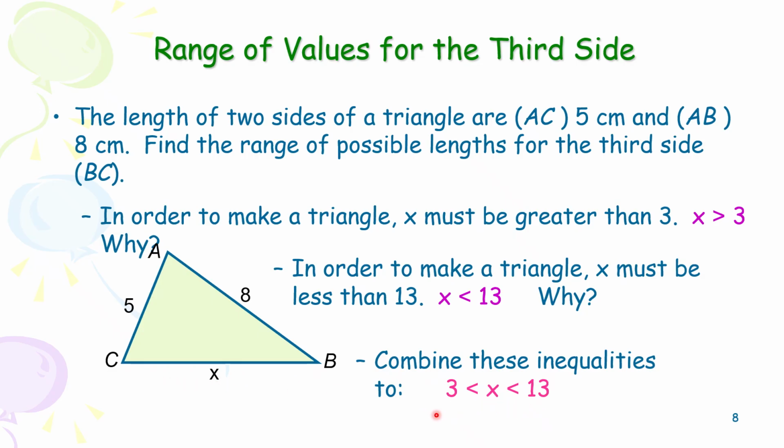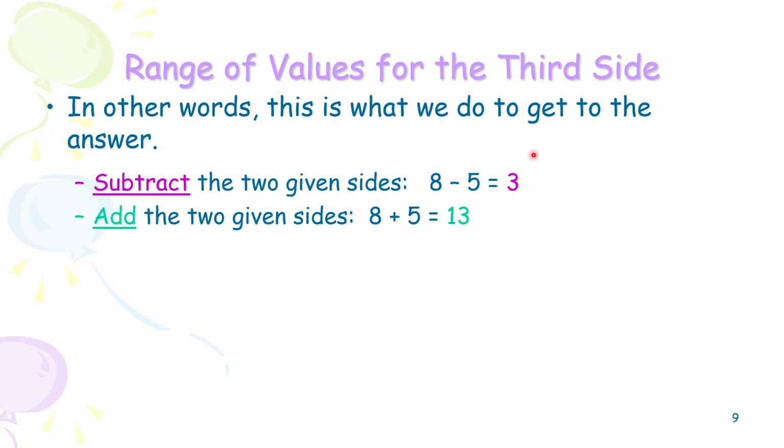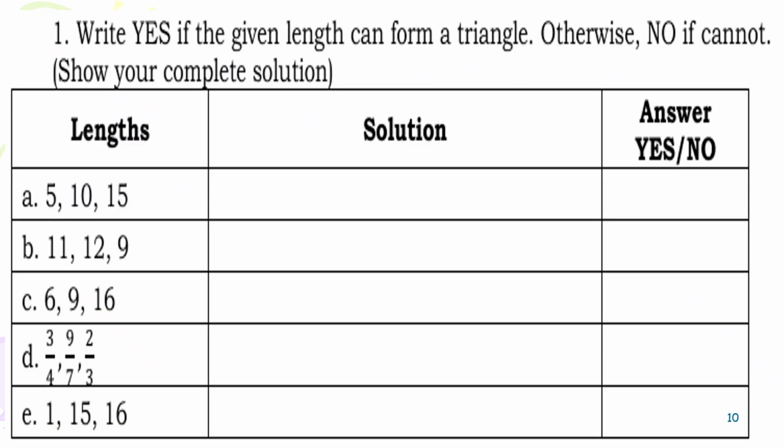So that means it should be like that. In other words, this is what we do to get the answer. Subtract the two numbers, 8 minus 5 equals 3. Add the two given sides, 8 plus 5 equals 13. Then plug these two numbers into the inequality. So therefore, we have 3 less than x less than 13. That is the range of the third side.